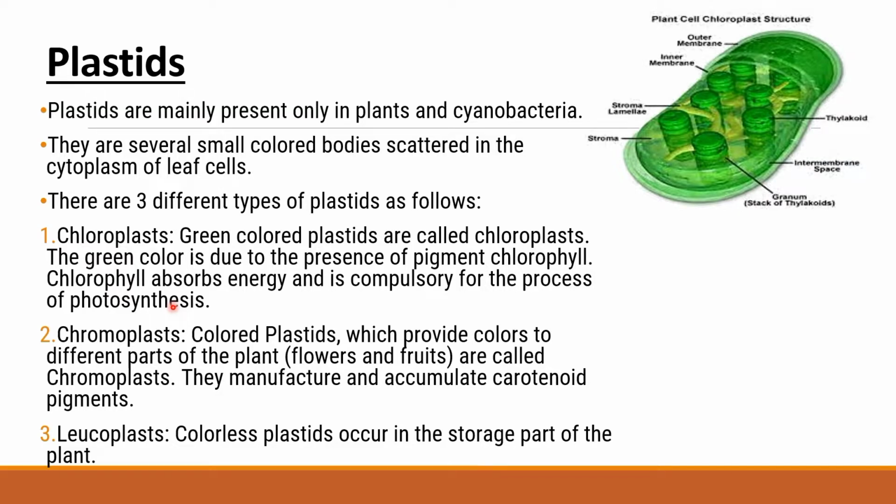Next is what we call chromoplast. Chromoplast means coloring plastids, which provide different colors to different parts of the plant, like your flowers and fruits. Chromo means color. These are the organelles present in the plant where they produce different types of colors. They manufacture and accumulate carotenoid pigments.